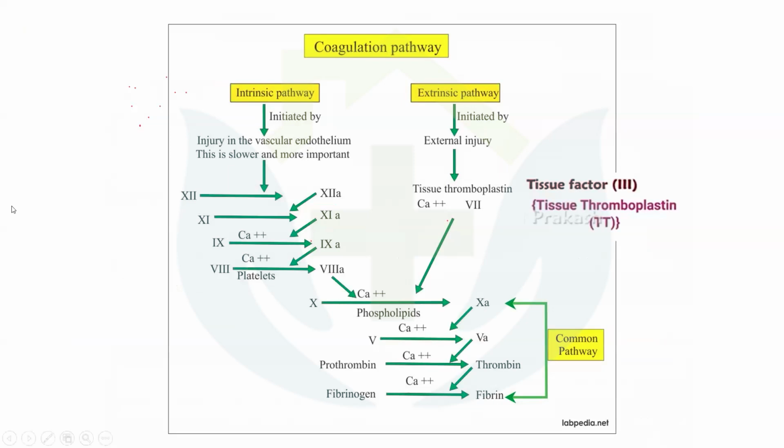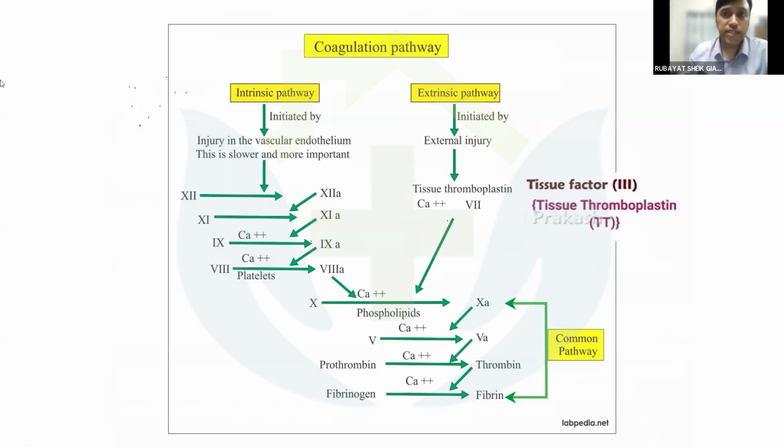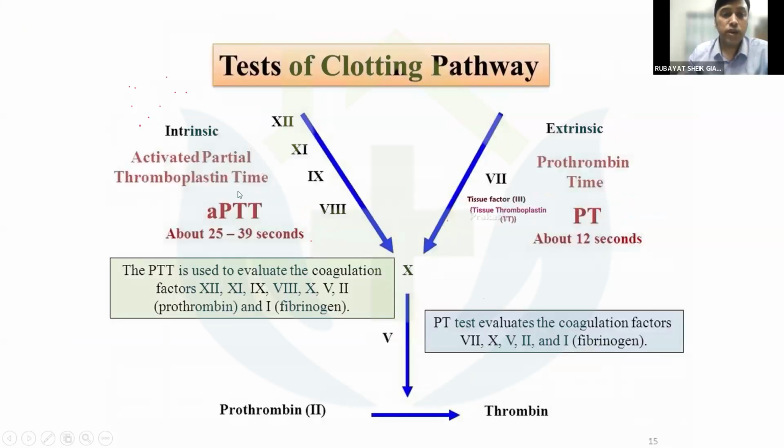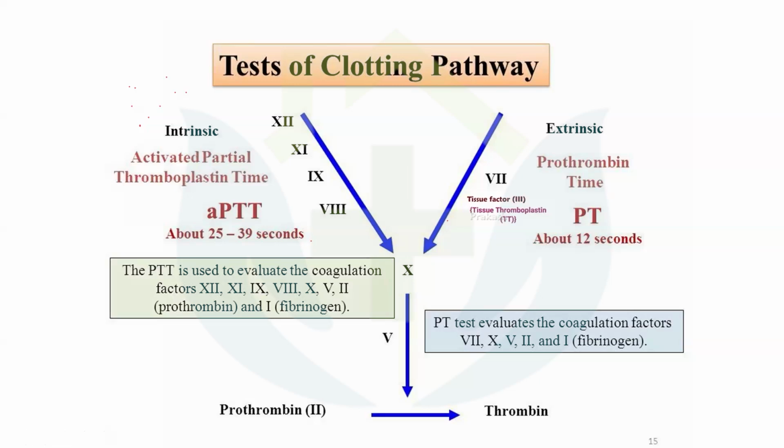Like in hemophilia, we have factor 8 deficiency. So the intrinsic pathway is disturbed due to factor 8 deficiency in hemophilia. That's why the APTT is raised in hemophilia, not prothrombin time. Okay?